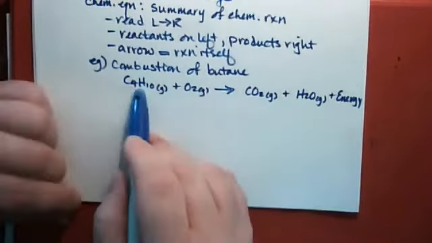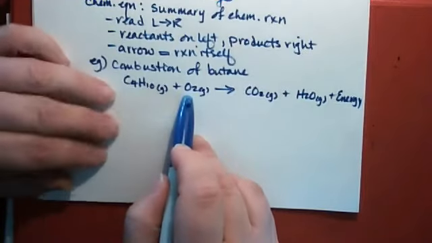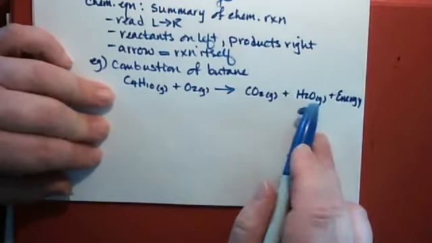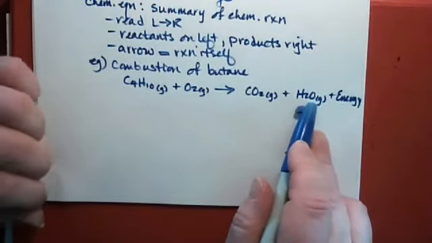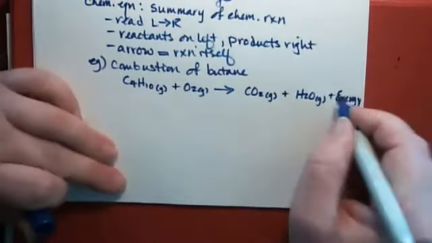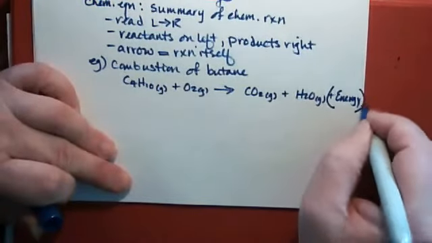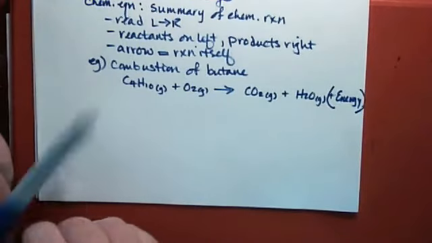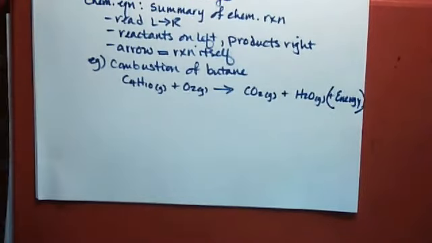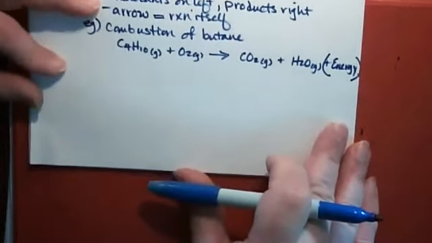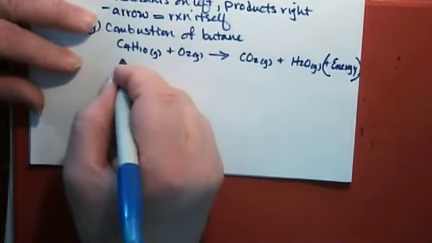When the butane combines with oxygen in the air, it forms carbon dioxide and water vapor. It's water vapor because this is happening at a high temperature, and it also gives off quite a bit of energy. The energy part may or may not be included in the chemical equation. Usually it's not, but there are some cases where you might be interested in that, so you can include that or not.